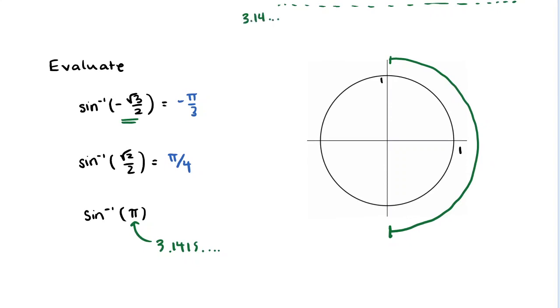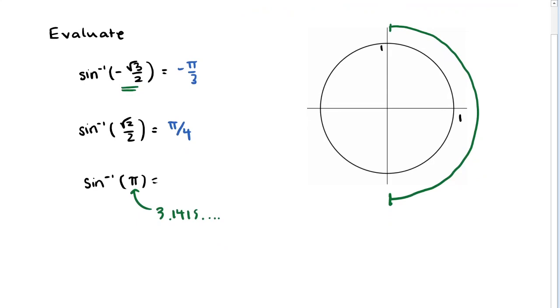Well, there's no angle that's going to give us a y coordinate of anything greater than 1 on our unit circle, because we're looking at a unit circle, a circle of radius 1. It's not going to have a y coordinate of anything bigger than 1. And so actually, this is undefined. You might say, this does not exist.